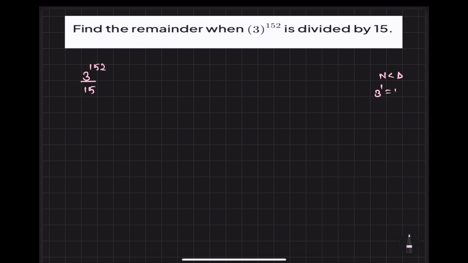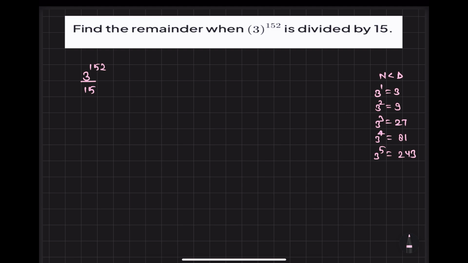So 3 power 1 is 3, 3 power 2 is 9, 3 power 3 is 27, 3 power 4 is 81, 3 power 5 is 243. Now look at this, nothing is close to the 15 table, correct or wrong? So in this case we will get in trouble.